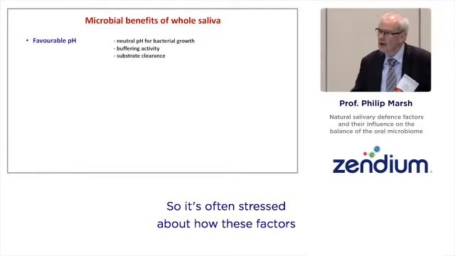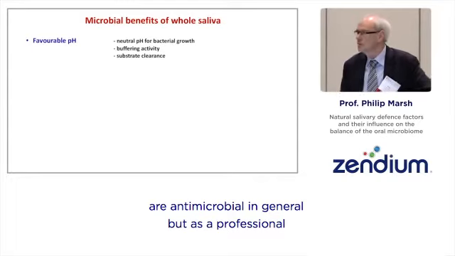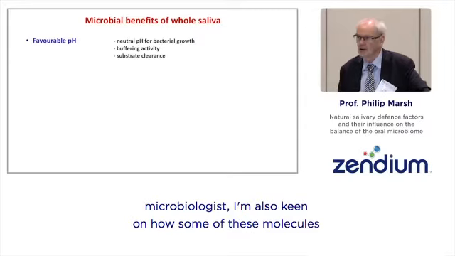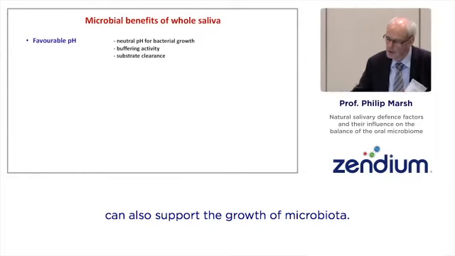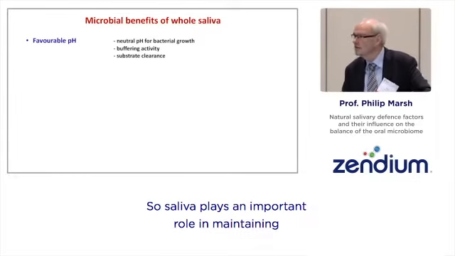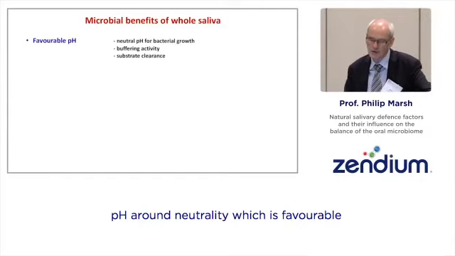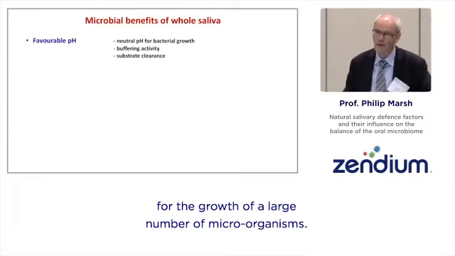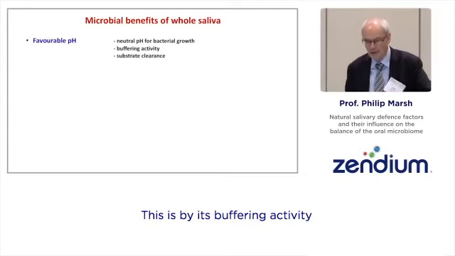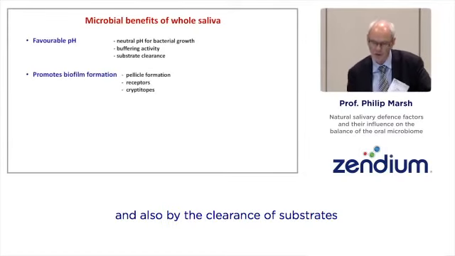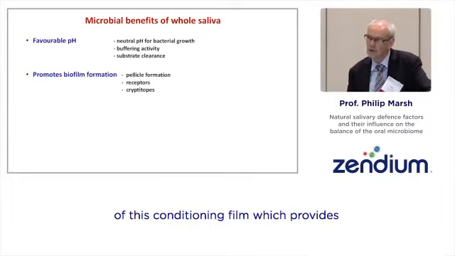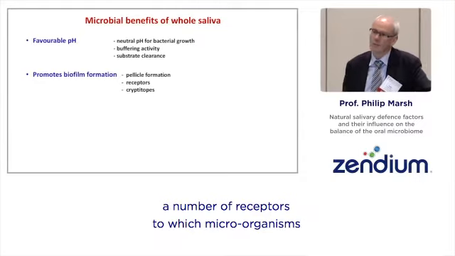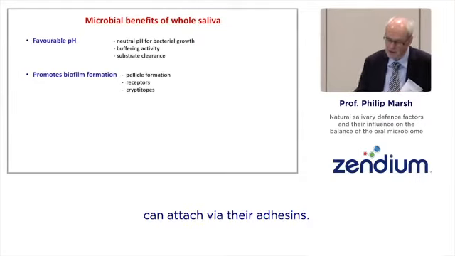It's often stressed how these factors are antimicrobial in general, but as a professional microbiologist, I'm also keen on how some of these molecules can also support the growth of microbiota. Saliva plays an important role in maintaining a pH around neutrality, which is favorable for the growth of a large number of microorganisms. This is by its buffering activity and also by the clearance of substrates. And it promotes biofilm formation by the production of this conditioning film, which provides a number of receptors to which microorganisms can attach via their adhesins.